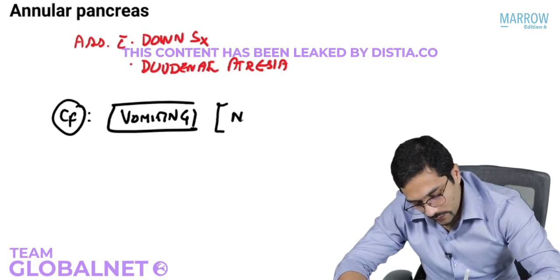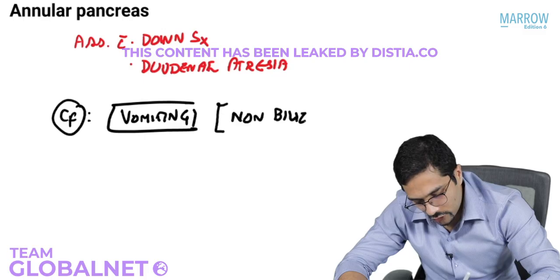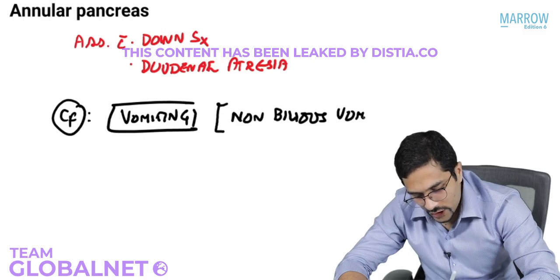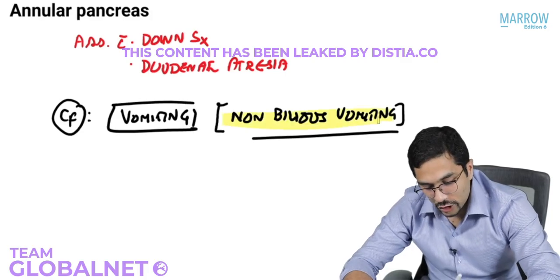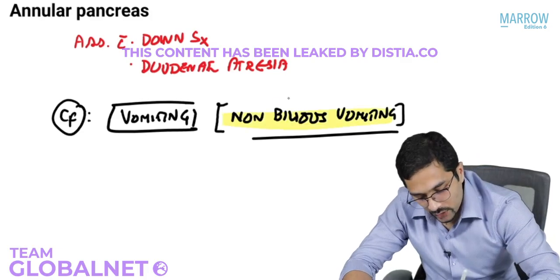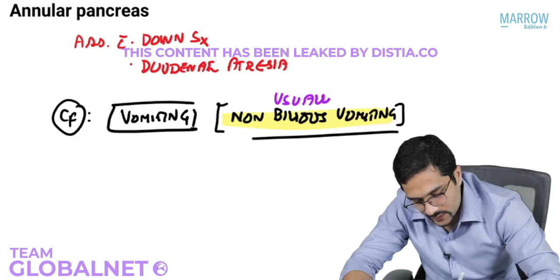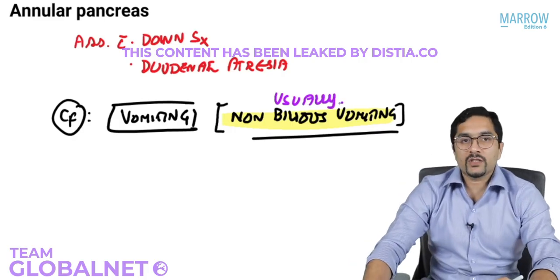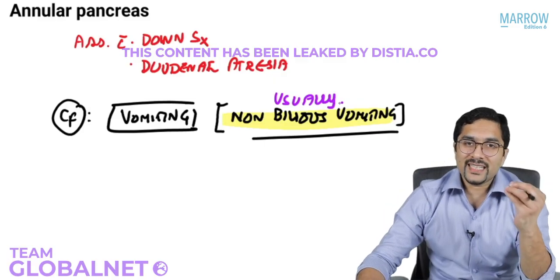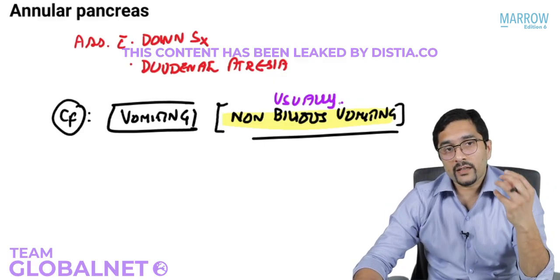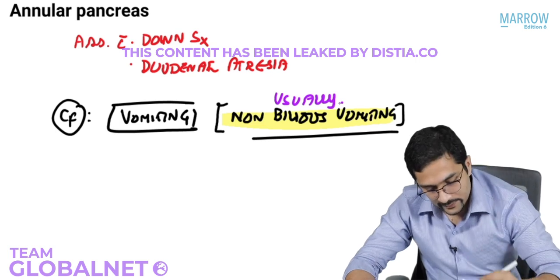But normally, it is non-bilious vomiting. Now, this is something which you'll have to remember, because going logically, you would think that if the second part of the duodenum is getting encased, it should be bilious vomiting. But usually in this condition, it is non-bilious vomiting with which the patient presents. We know in duodenal atresia, it is bilious vomiting with which the child is going to present.